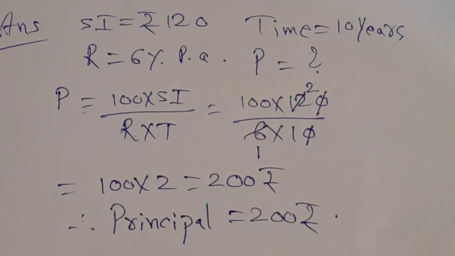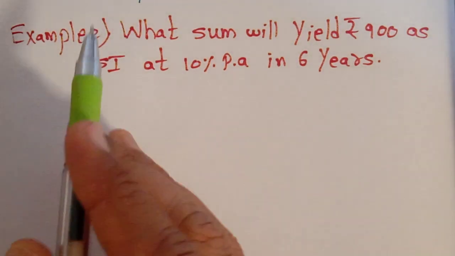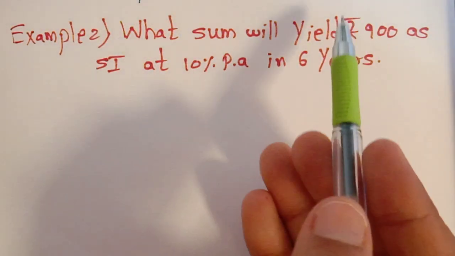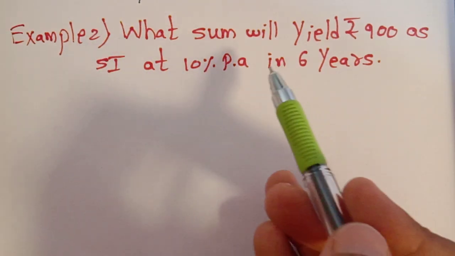Okay students, let's see one more example. So let's see the second example. Let's read the question. What sum will yield rupees 900 as simple interest at 10% per annum in 6 years? What sum will yield means we don't know how many rupees. That much will yield 900 as simple interest at 10% per annum in 6 years.